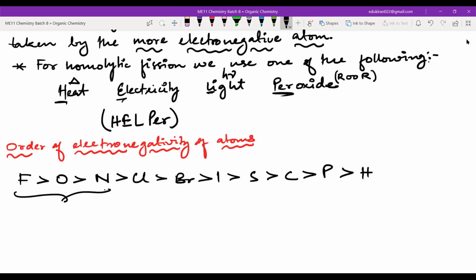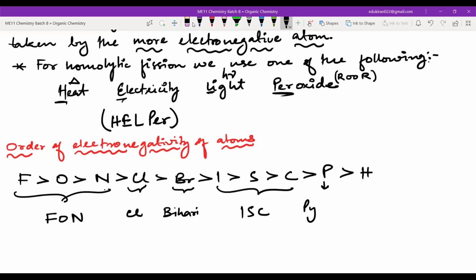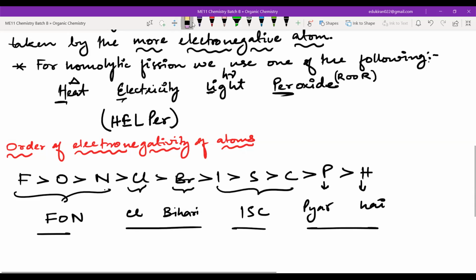Remember this as: Phone kal Bihari, ishq pyar hai. Ishq kya hai? Ishq pyar hai na? Phone kal Bihari, ishq pyar hai. So you try to memorize this sentence. Say it 10 times, then you will be remembering the order of electronegativity.